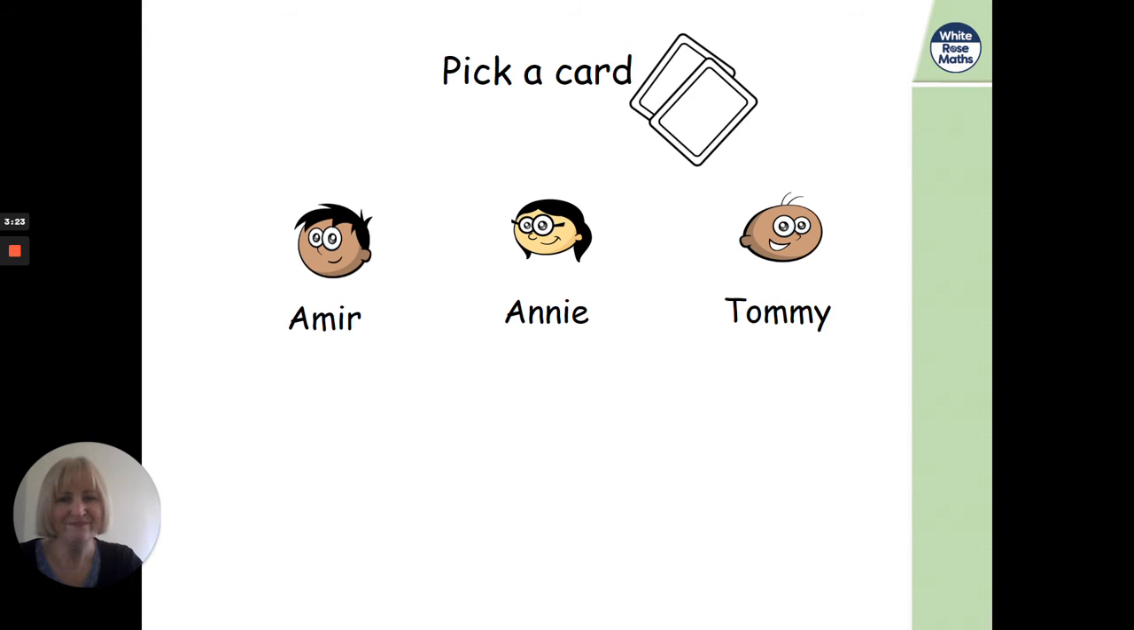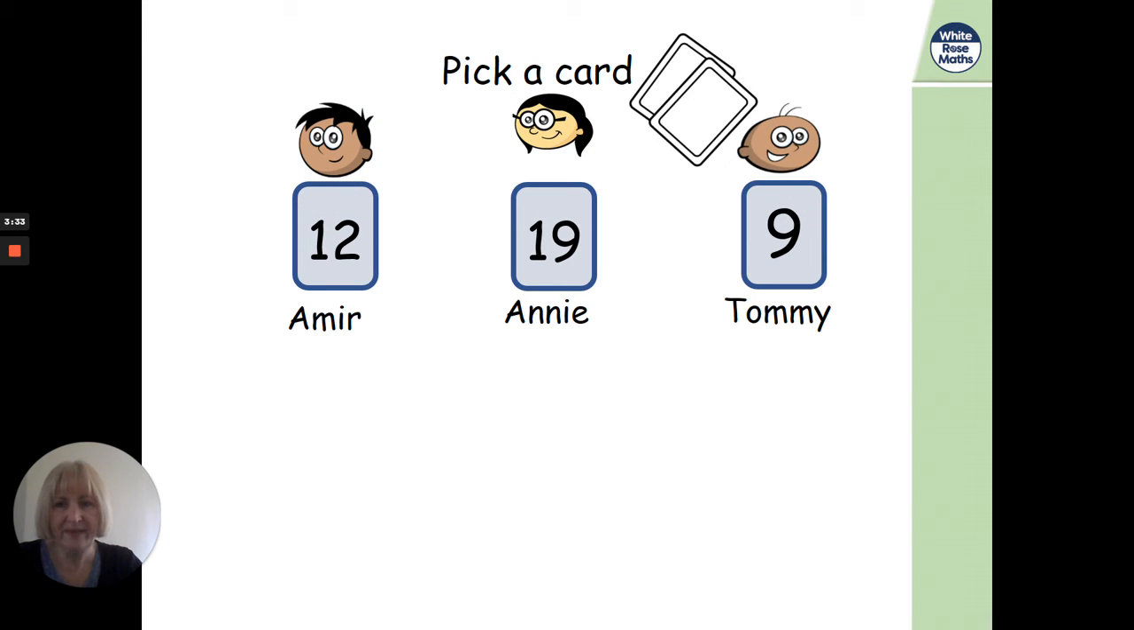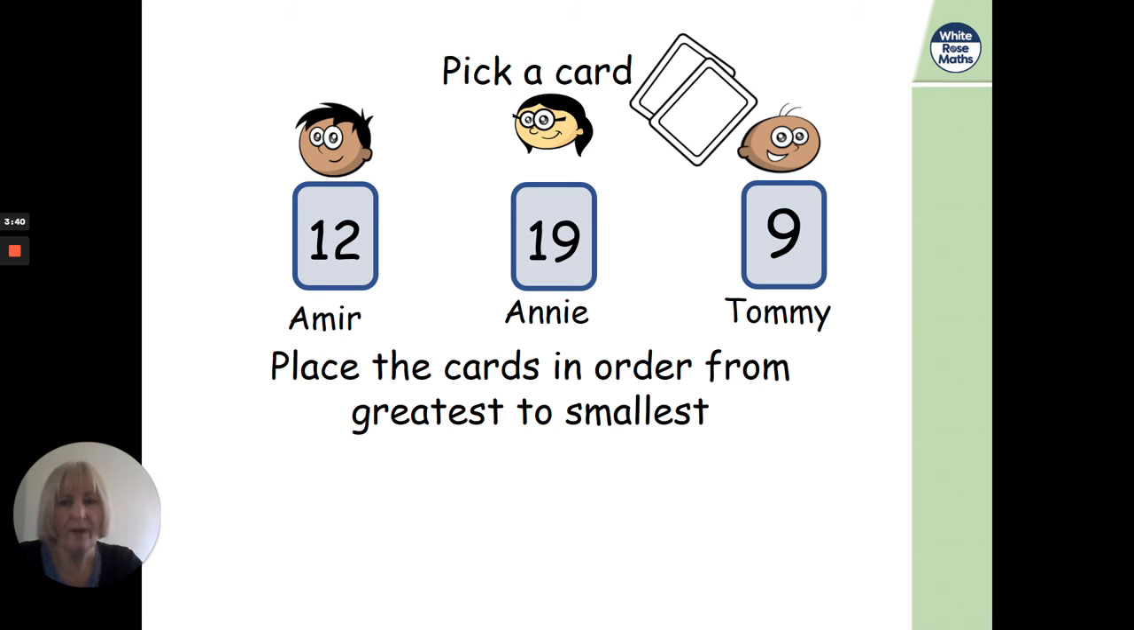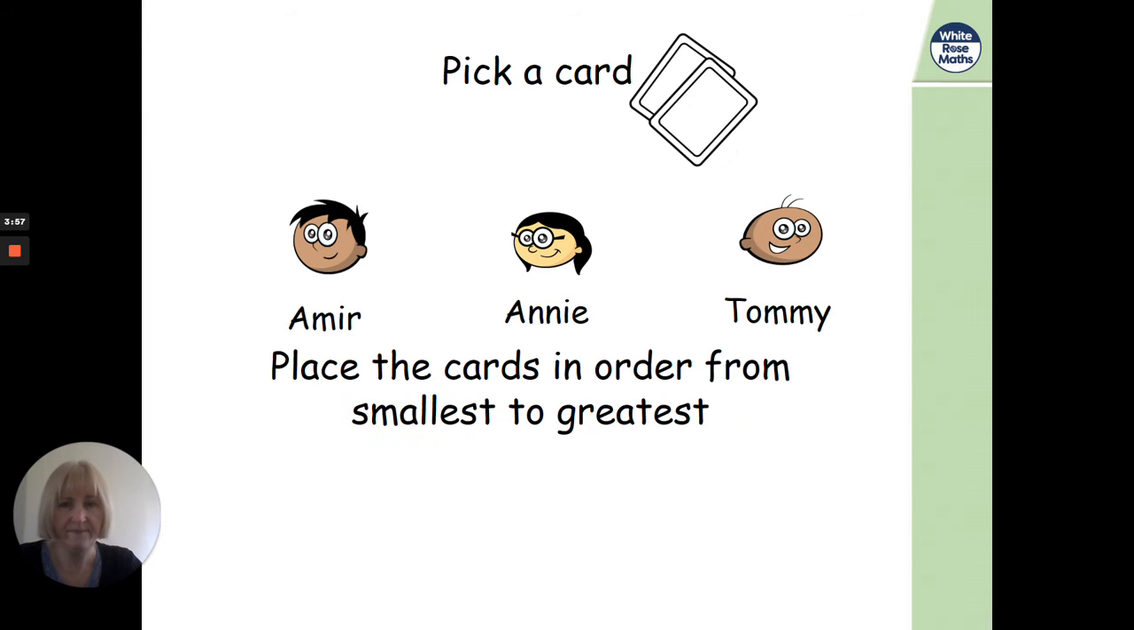Pick a card. Okay, the children are going to play a game. Amir, Annie and Tommy. Ooh, Amir has picked number 12. Annie has got 19 and Tommy's got 9. Place the cards in order from greatest to smallest. So they've got to put them down with the greatest first. So which is the biggest number? 19, well done. 19, 12 and 9.